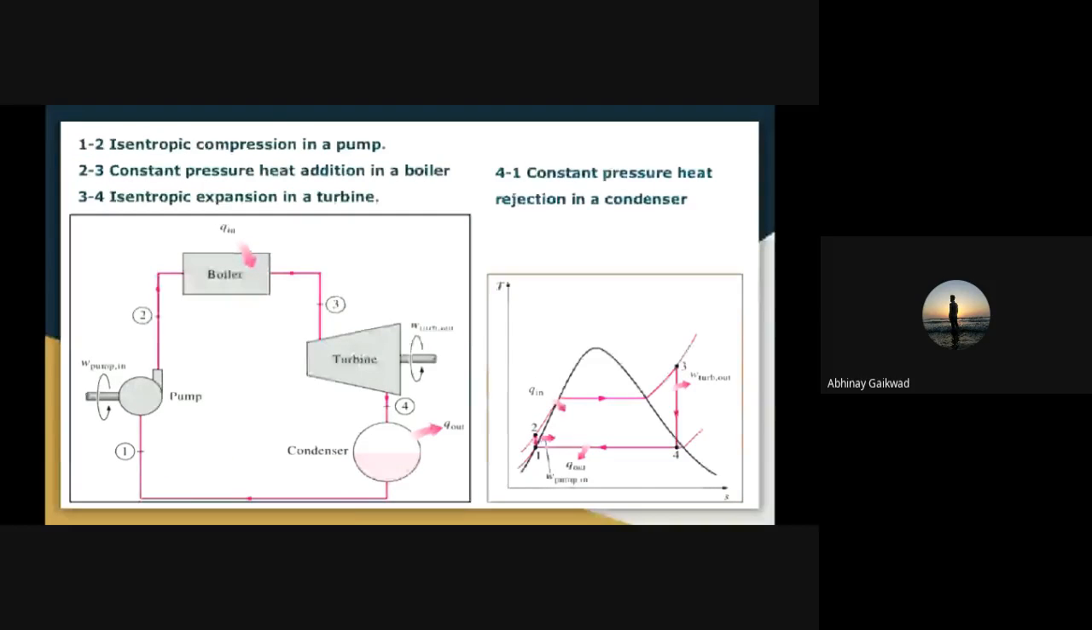So this total cycle will complete. In the condenser, I repeat, in the condenser, by rejecting the heat to the cooling media, that saturated liquid-vapor mixture is going to convert into saturated liquid only, and that is going to enter the pump at state number 1.